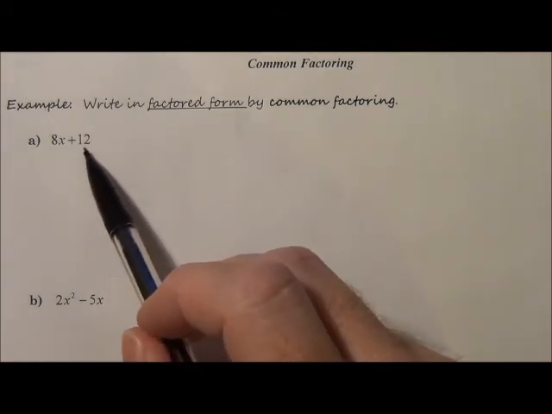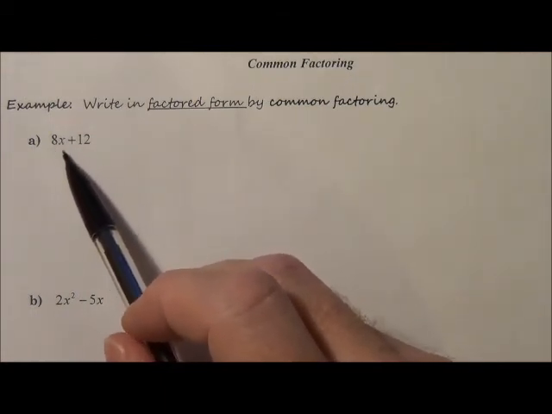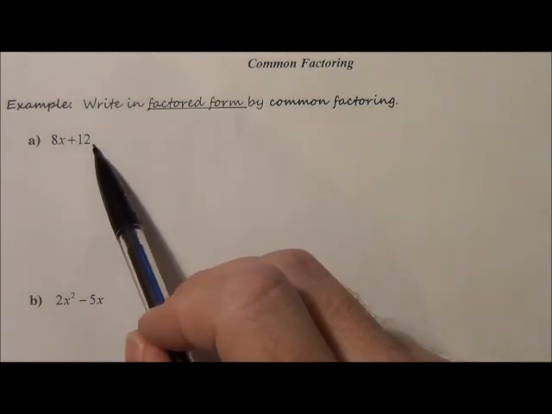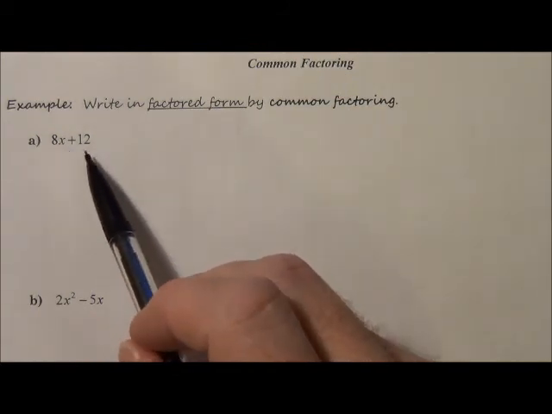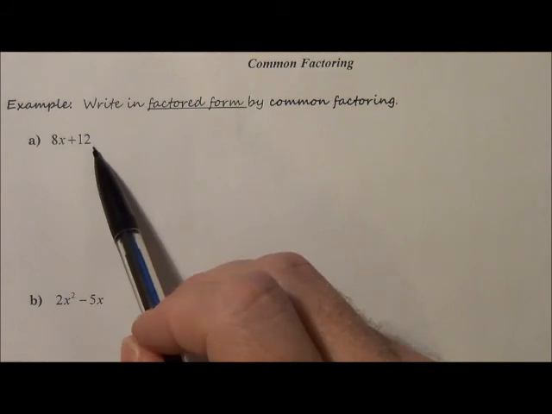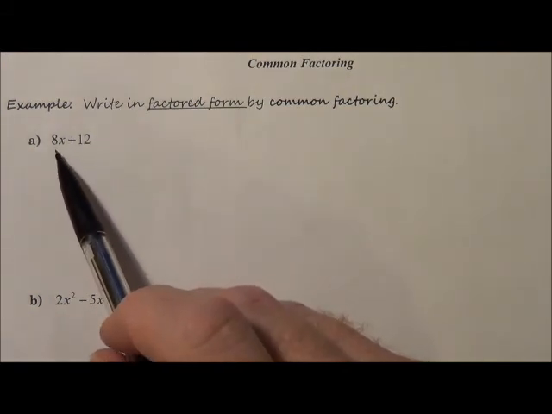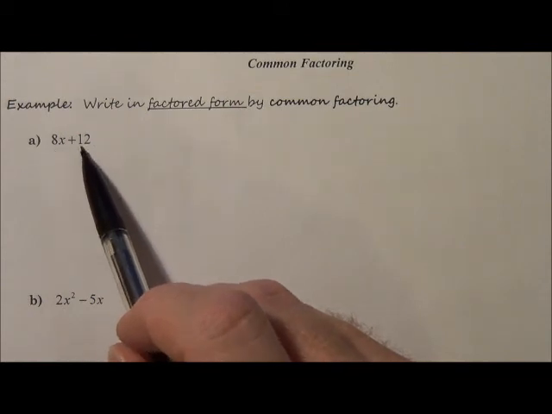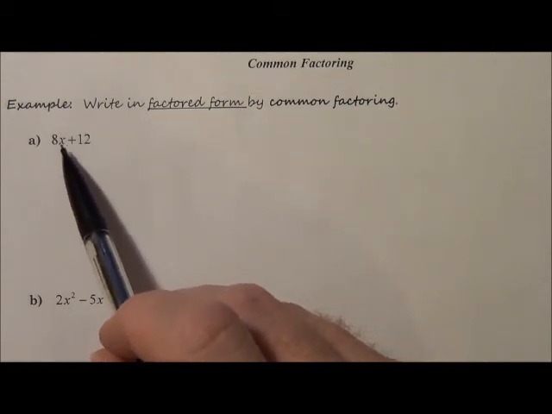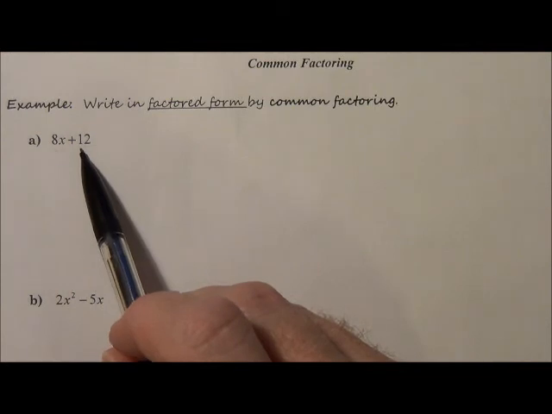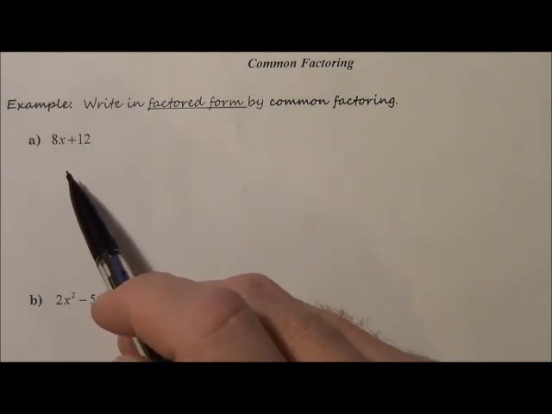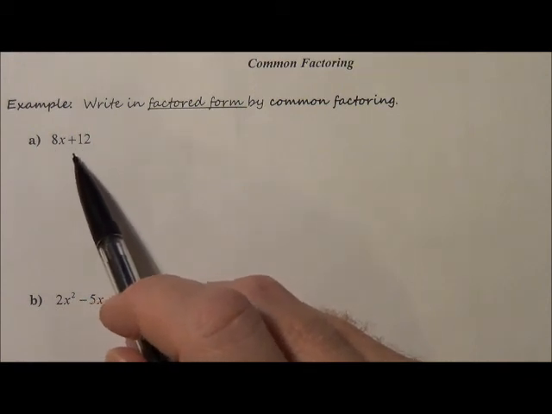I take a look at both of those and I think, okay, well, there's no variable in the second term, there's just a variable in the first term, so I don't really have to worry about any variables. But the one thing I do have to worry about now is just what greatest common factor I can divide out of the 8 and the 12. So I think for a couple seconds, and I realize that it's 4.